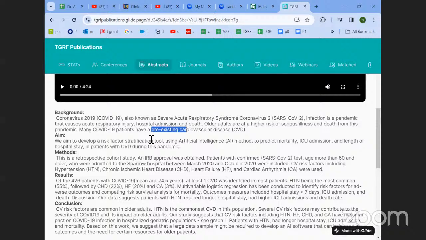And then we had another poster about other conditions, not necessarily cardiovascular. In this topic, our aim was to develop a risk factor stratification tool using artificial intelligence methods to predict mortality, ICU admission, and length of stay in patients with COVID during this pandemic. So this is the goal.